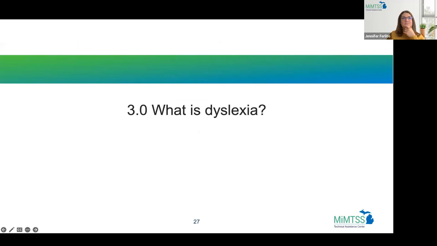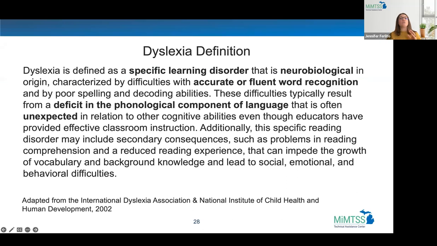So now that we know what it might feel like to experience having word reading difficulties, we will jump into the definition a little bit. Dyslexia is a reading disorder primarily characterized by word level reading difficulties stemming from phonological processing weaknesses. It is neurobiological. So when I say neurobiological, I'm talking about what's happening in the brain.